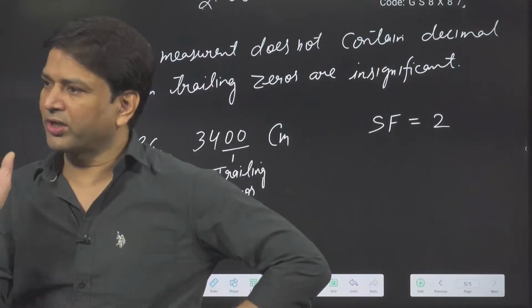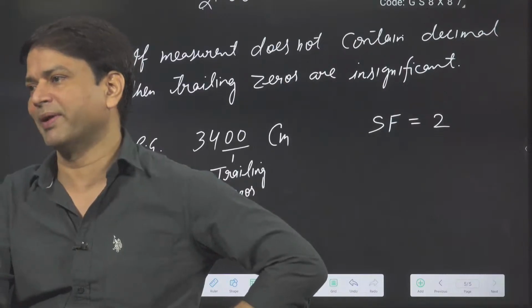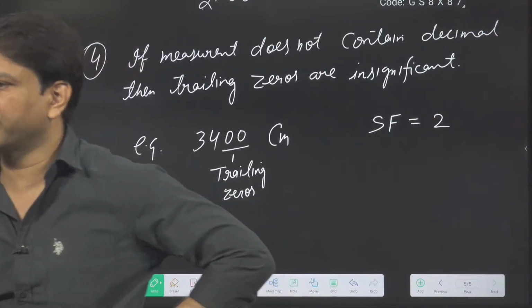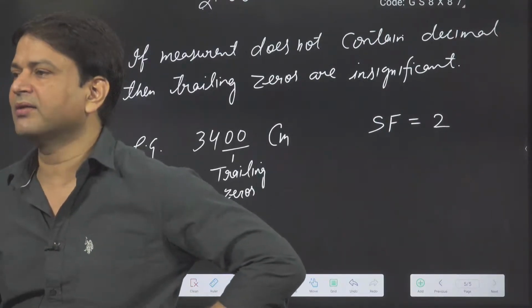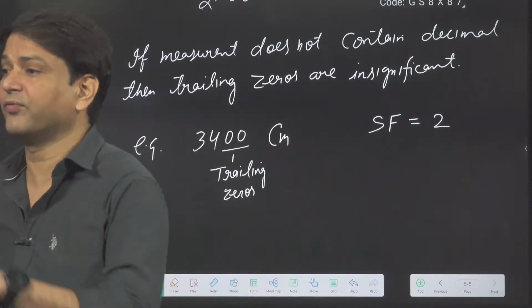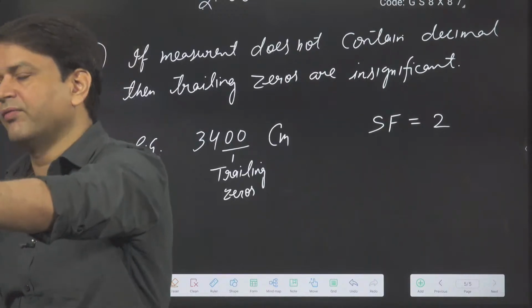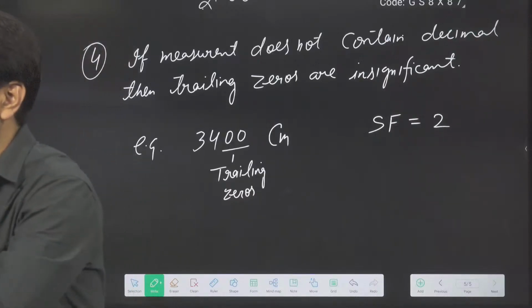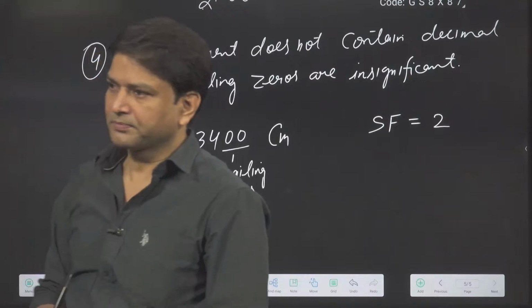Okay, so what I said is, this rule has been made only for a physical quantity or a measurement. Now, for 3400 centimeter, when we write it, if I ask how many significant figures there are, since it is a measurement and the unit is written, we will say the number of significant figures is 2. So for 3400 centimeter, write 2. Everybody got it or not?